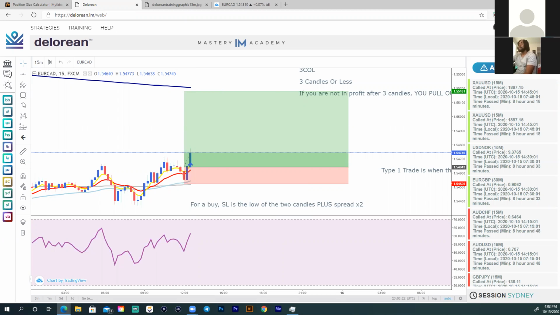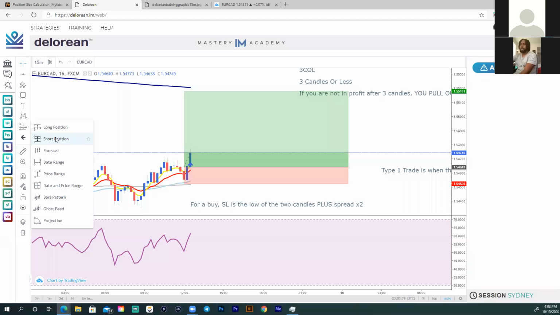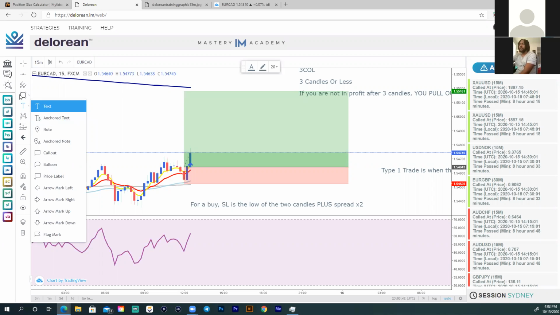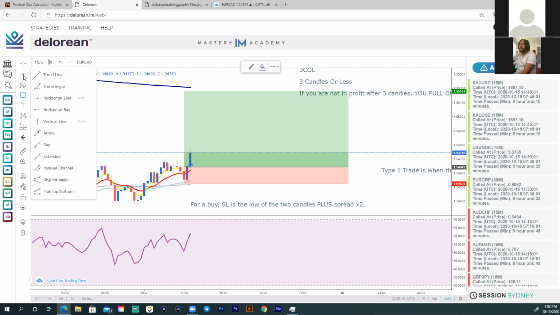Please play with it. Do whatever you need to do because these tools are going to be beneficial. Right here is what we call, if you double click, long position, short position. Long position is for you mapping out your buys. Short position is you mapping out your sales. All right, this is the text box. This is the rectangles, tools, etc. And this is the lines, horizontal lines, horizontal rays. This is how I marked up my support and resistance.